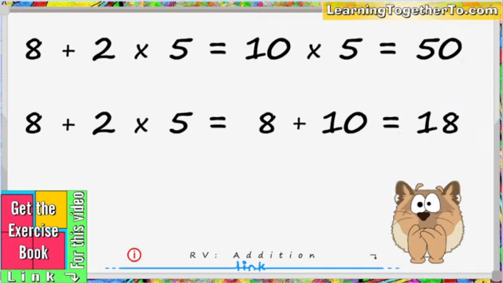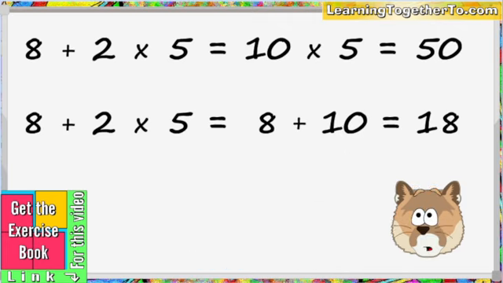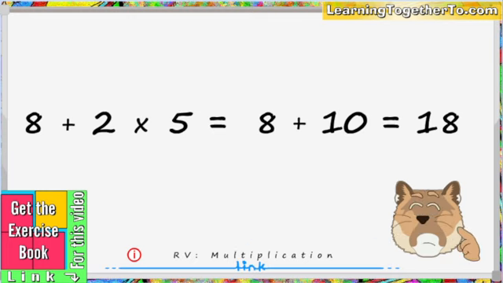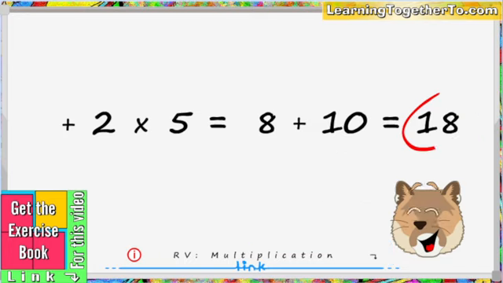Peter, does it matter if we add or multiply first? Yes, it does. That's right, Peter. Peter, it's important to know that another rule says that we should always multiply before adding or subtracting. Peter, the correct answer is 18. Excellent, Peter. Let's try it again.